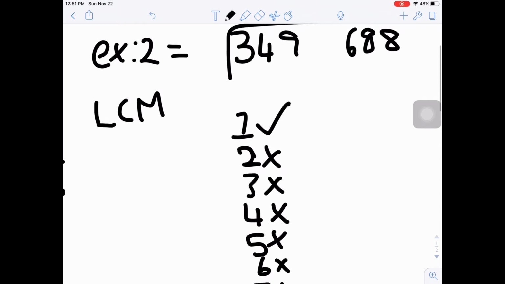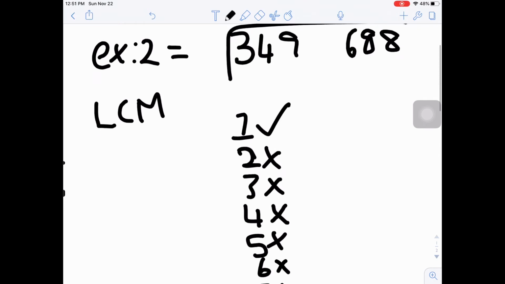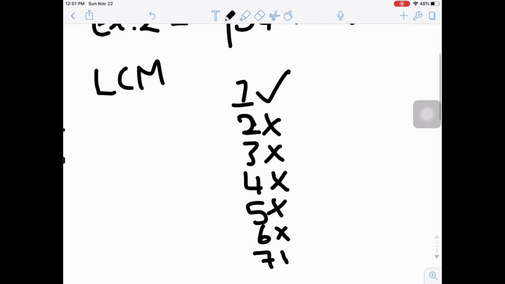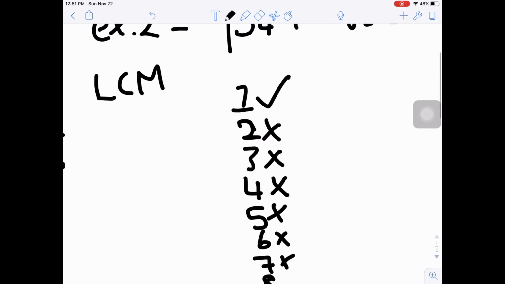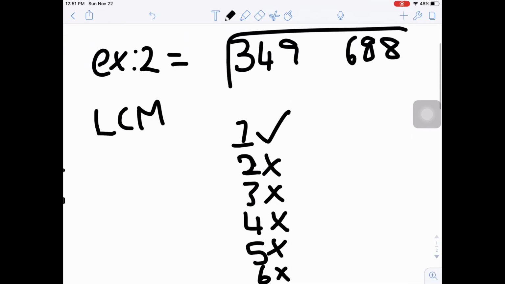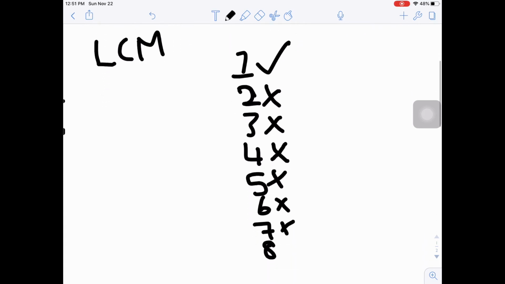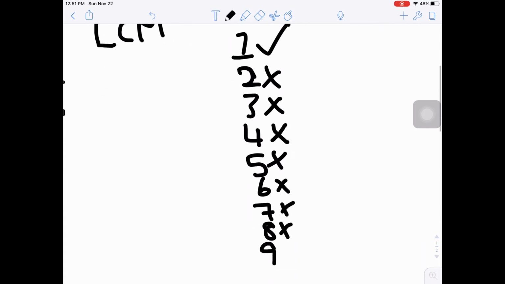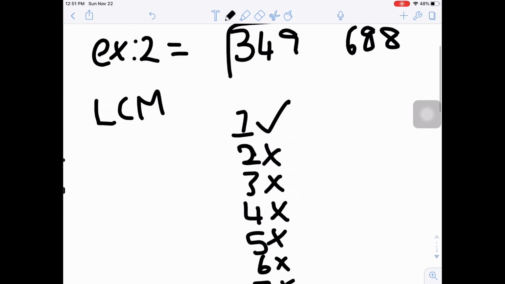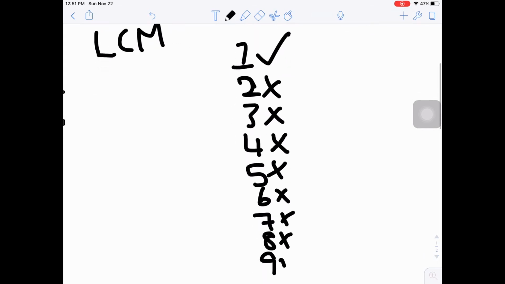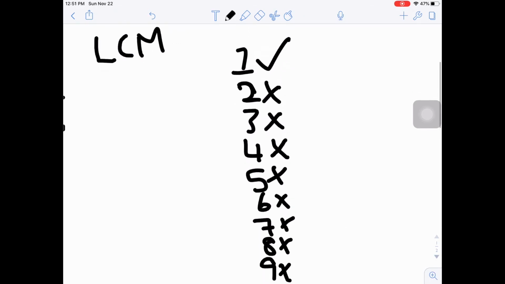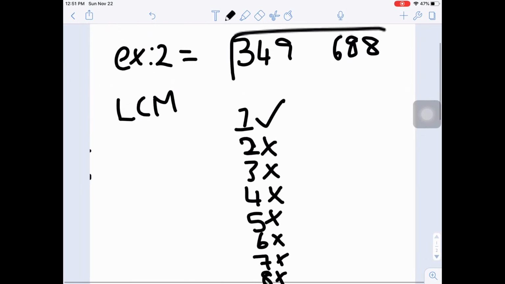It's again your choice. You can pick which number you want to go with first, 688 or 349. Here I'm going with both numbers, which is pretty easy. So 349 divided by 349 is 1. And then 688 divided by 688 is 1. As you see, we got to the goal, 1 and 1.